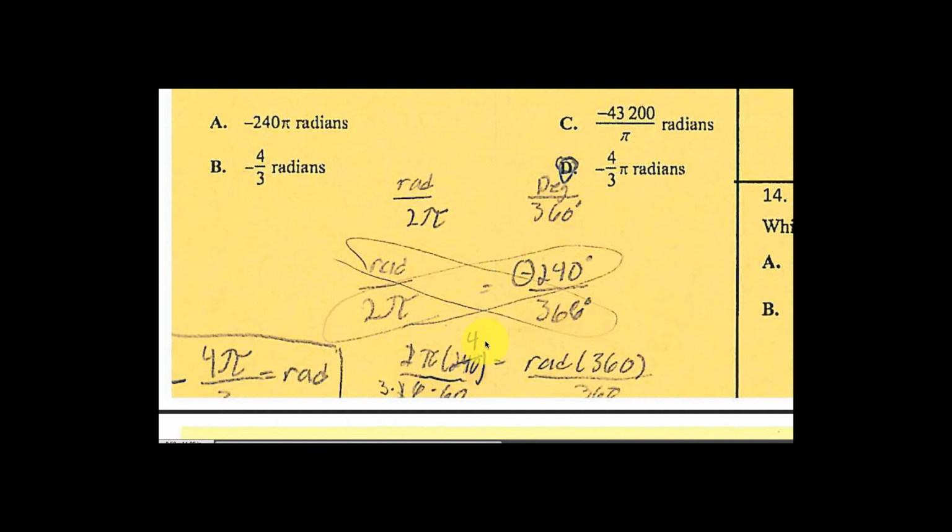And then, what do they do? They're 2 and maybe 60 cancel and got 4 times 60. So the 60s cancel, which they didn't show. And then you're left with 4 pi over 3, or negative 4 pi over 3, which would have been choice D.